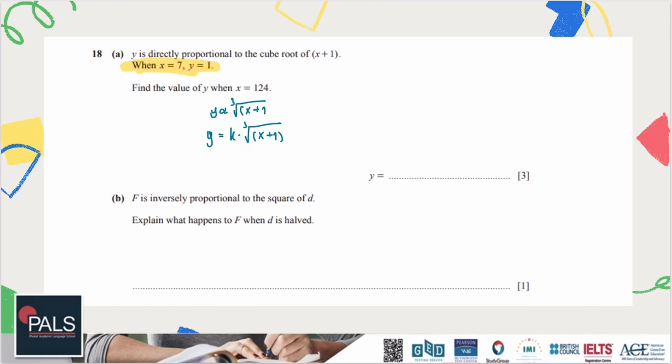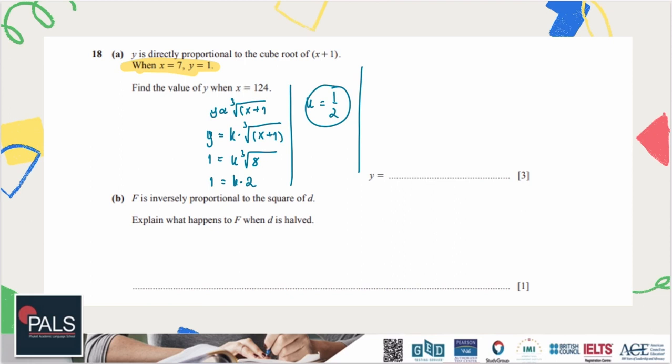So look at it, they give you information to find the value of k first. And then we substitute 7 and 1. x is 7 and y is 1, equal to k times the cube root of x plus 1. x is 7, it's 8, right? So the cube root of 8 is 2. k times 2. So what does it mean? It means k equals 1 over 2, right? And then now we got the value of k.